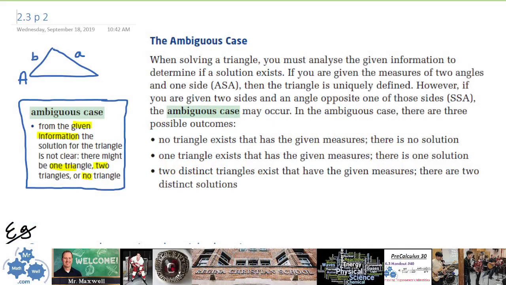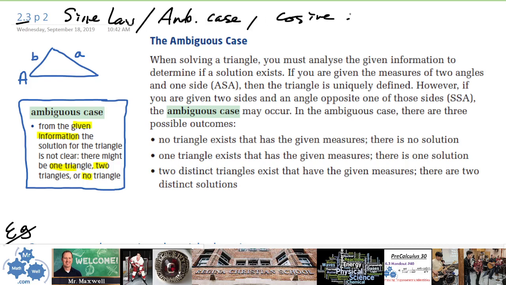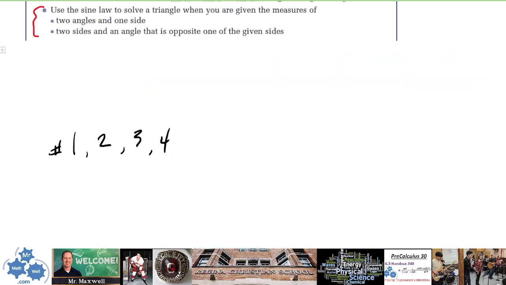All right, so as promised, I'm just going to go over a little mini lesson for 2.3 and 2.4. That is the sine law. Now, the sine law was pretty straightforward. The ambiguous case here is probably the biggest concern, and then the cosine law, okay? So let me just take a look real quickly at the sine law.